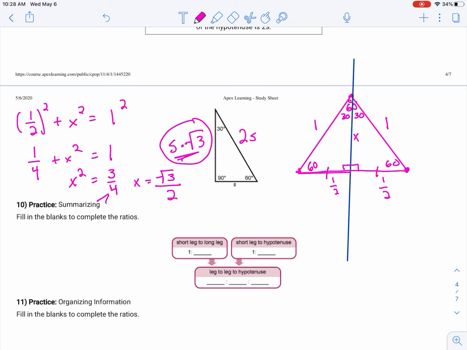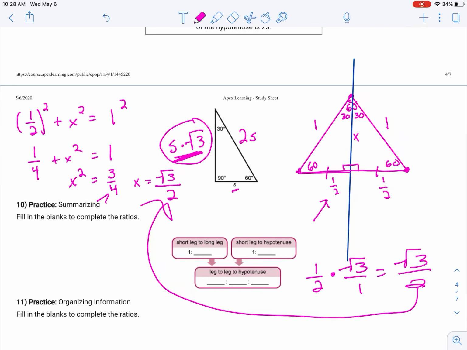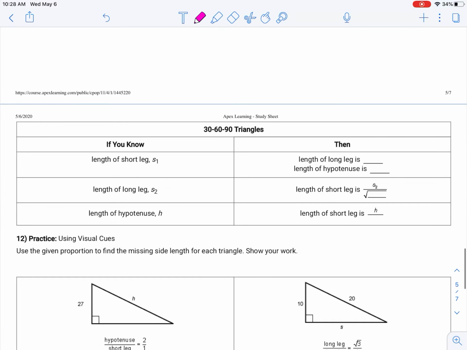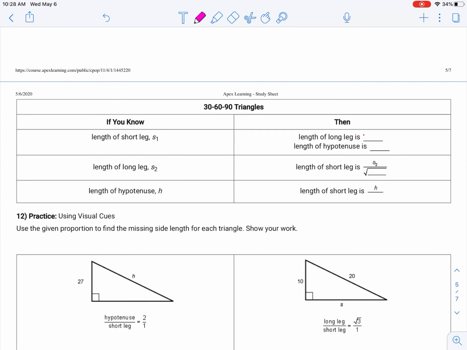So remember, how did we get this? We took the short leg and we multiplied it by the square root of 3. What's the short leg? It's a half. Okay? And what is 1/2 times the square root of 3? What's that? Okay? If you couldn't follow all that, you'll still be okay. So the length of the long leg, again, is the square root of 3 times the short leg. And then the length of the hypotenuse is just the short leg doubled. That one's easy.